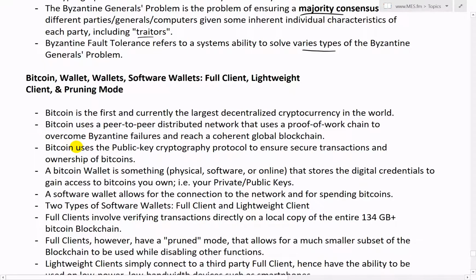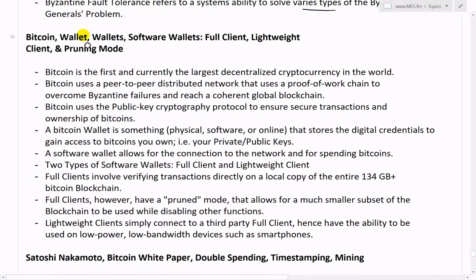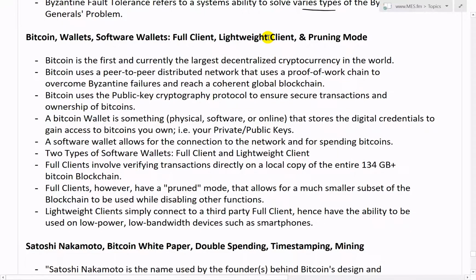So let's look at Bitcoin wallets. Software wallets, full client, lightweight client, and pruning mode.